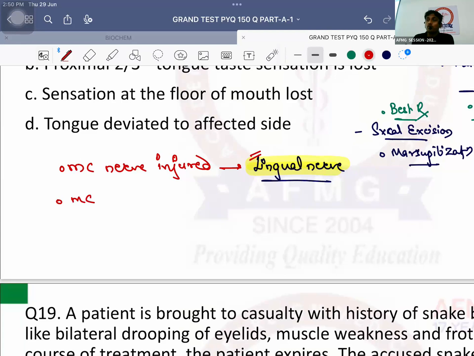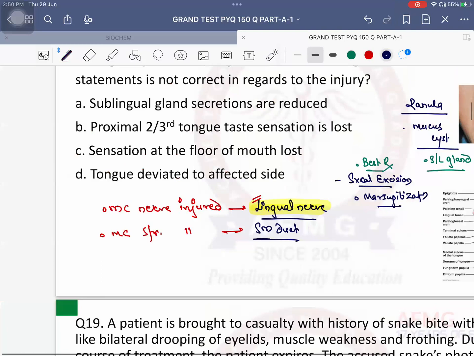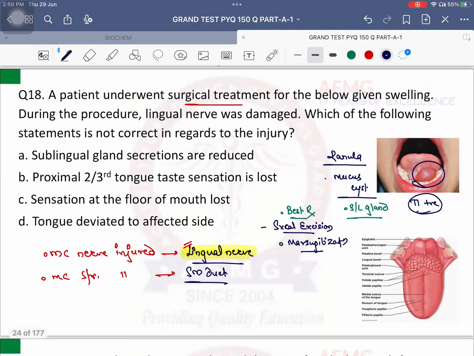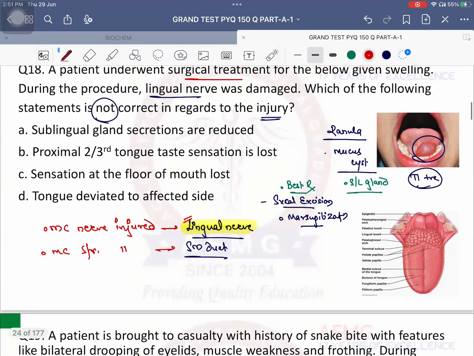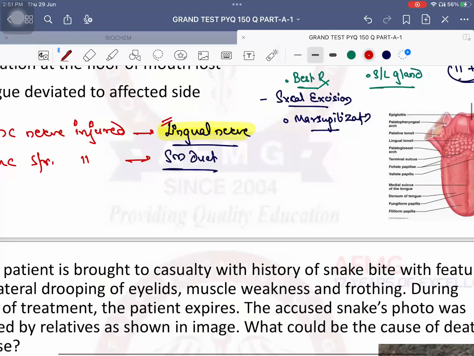If they ask you the most common nerve injured during surgery, that is the lingual nerve. But if they ask you which is the most common structure injured during this surgery, then your answer should be the submandibular duct. So quickly, during excision of ranula, which is the most common structure injured? Submandibular duct. Which is the most common nerve injured? Lingual nerve. Okay? Now, during the procedure, the lingual nerve was damaged. Which of the following statements is not correct regarding the injury? Option A says sublingual gland secretions are reduced. Okay, will it happen? Why will it not happen?